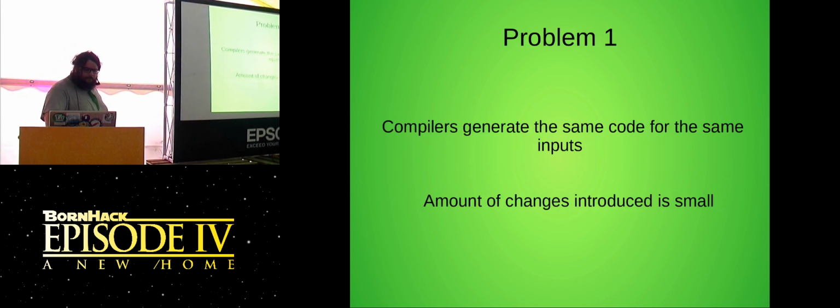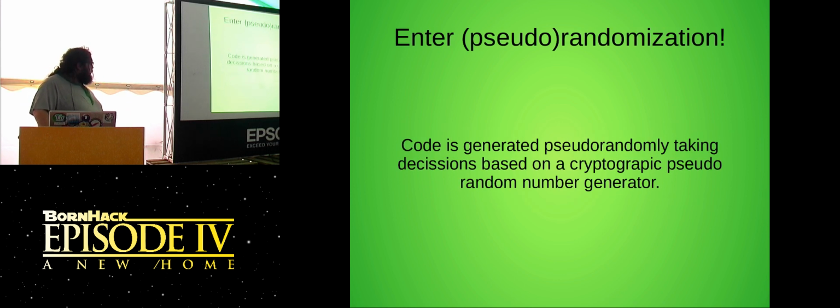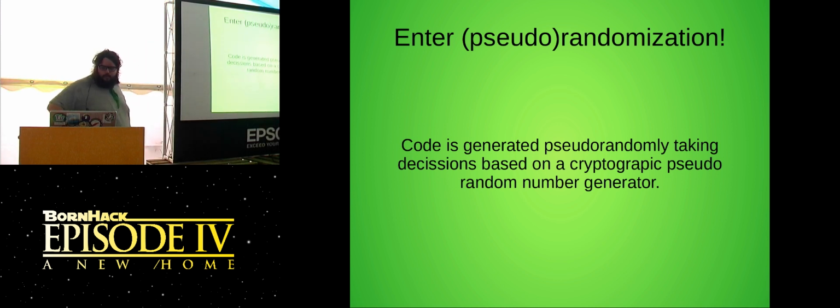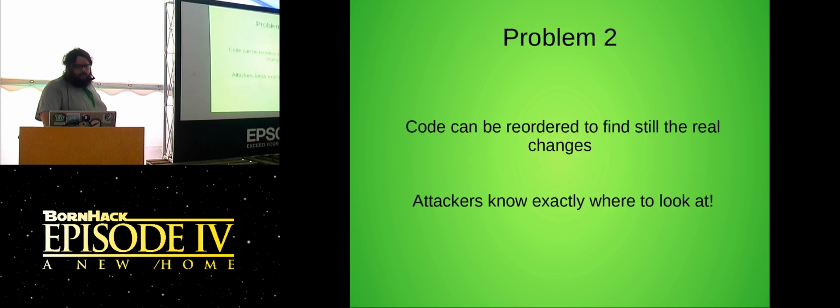So that is basically what this framework allows you to do. Instead of just saying, I want to obfuscate this function, you just provide an obfuscation key that is used in order to decide what will be done exactly. The second problem we have is that, well, you can always reorder the code to find the original change and see where you want to look at.